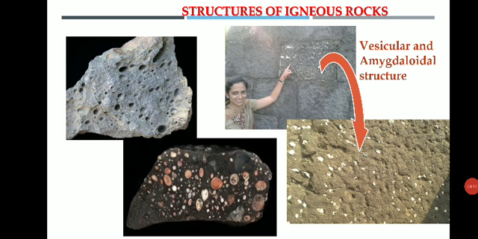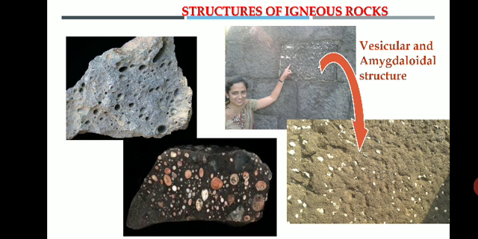In today's class, we will discuss the structures of igneous rocks. First let me tell you what structures are. Structures are the characteristic features that give a conspicuous appearance to the rock. A feature that gives a particular appearance to the rock is called its structure.